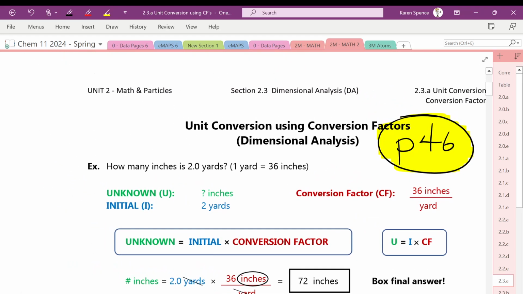We are going to have 3 abbreviations. U is going to stand for the unknown, which is what the question asks you for. I is going to stand for the initial quantity, which is given in the question.